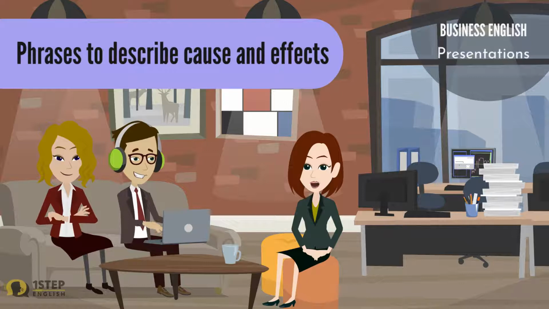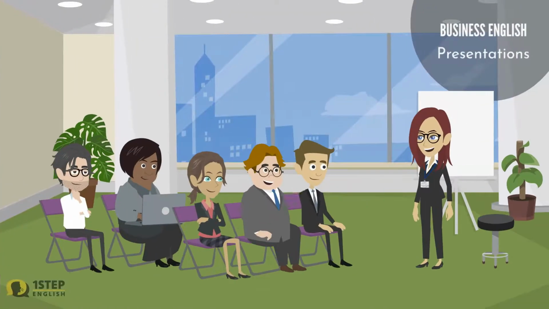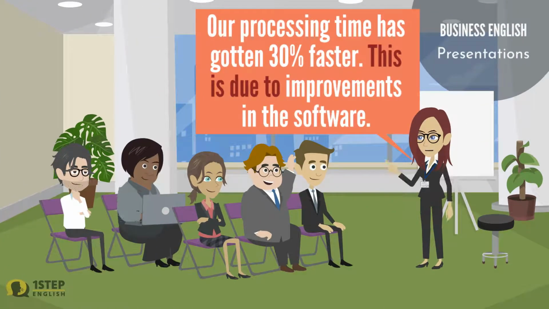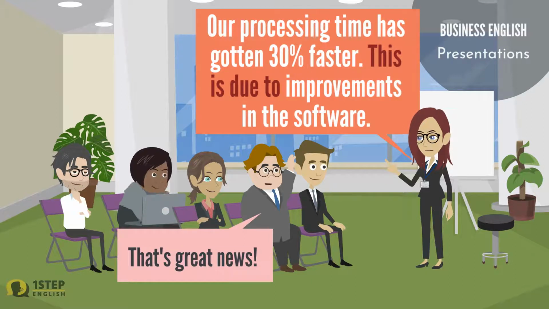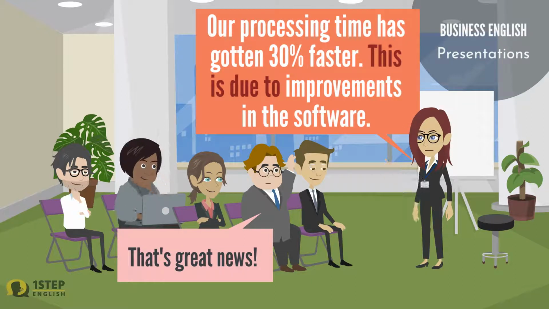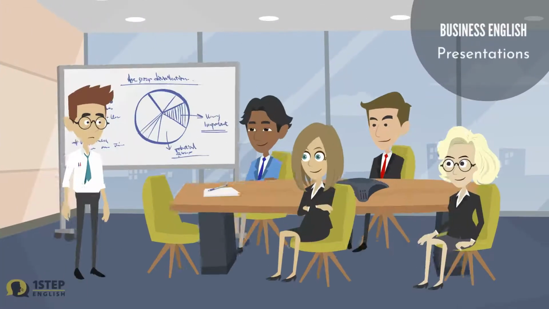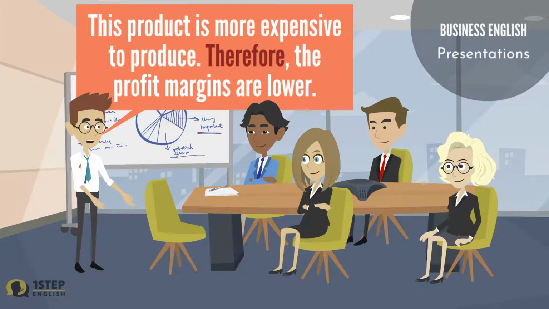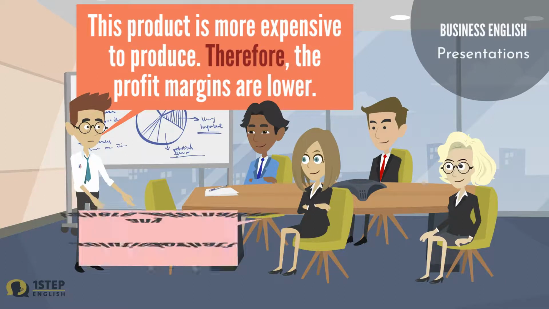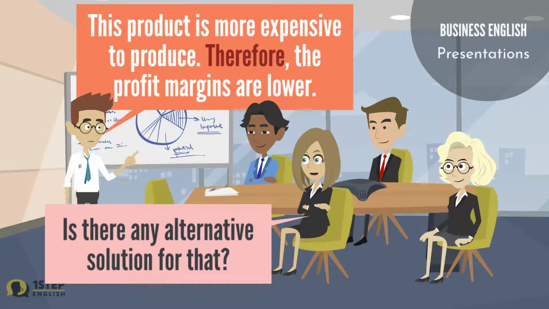There are also some phrases to describe cause and effects from your presentation. Our processing time has gotten 30% faster. This is due to improvements in the software. That's great news. This product is more expensive to produce. Therefore, the profit margins are lower. Is there any alternative solution for that?